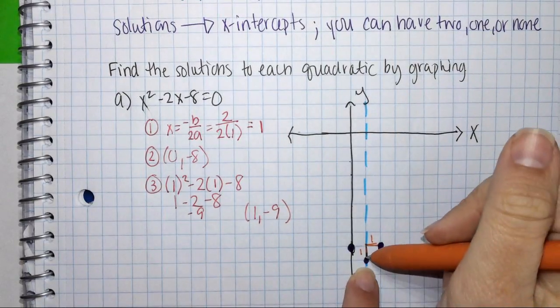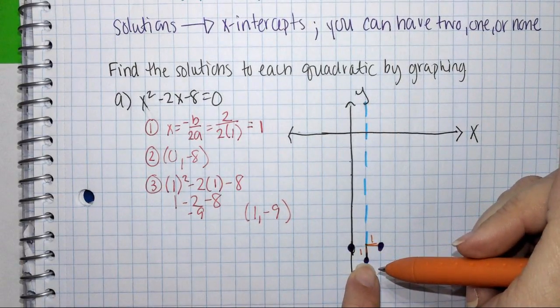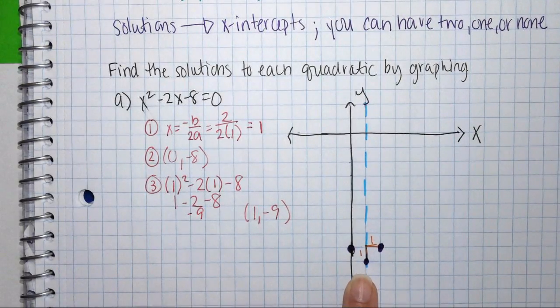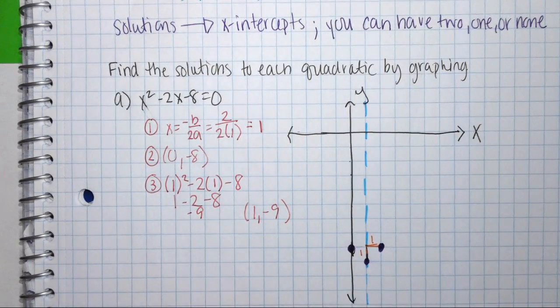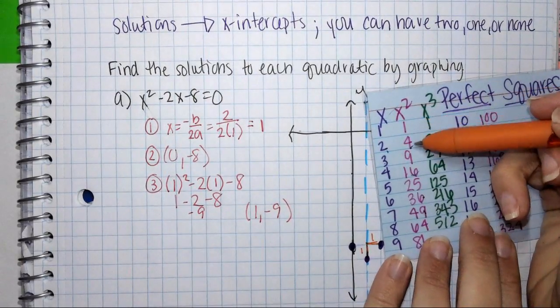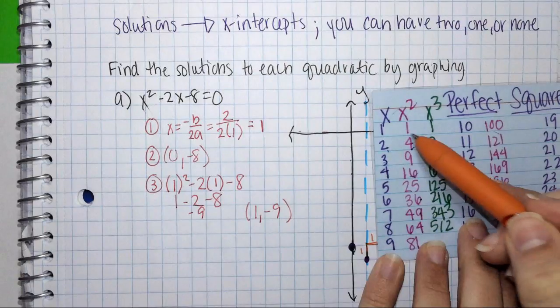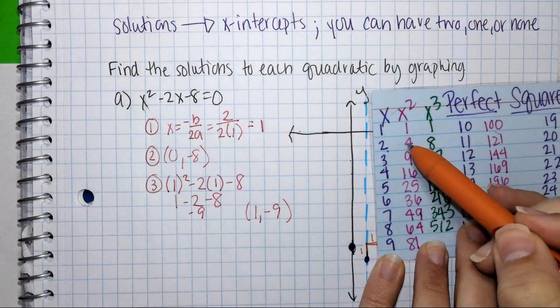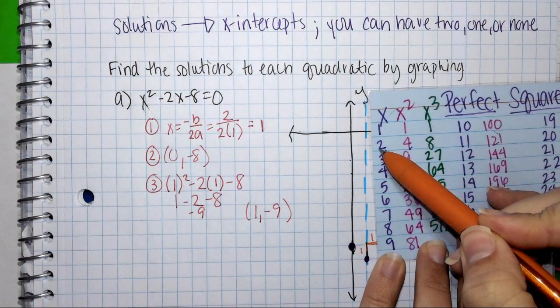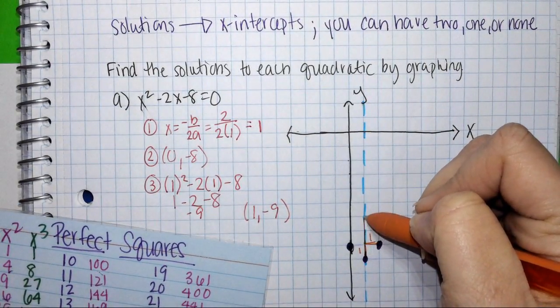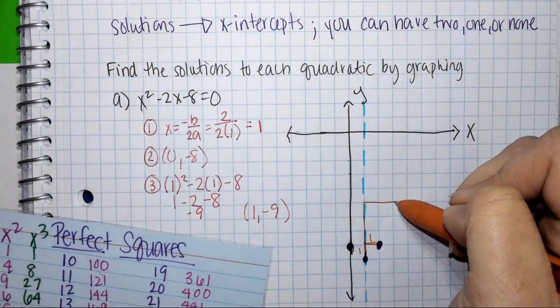So what's your next perfect square after 1? Don't say 2 or 3. Perfect squares, guys. Remember when we made the perfect square card? We had 1, 4, 9, 16. So what's after 1? 4. So if I go up 1, right 1, I'm going to go up 4 and right 2. So everybody go up 1, 2, 3, 4, right 2.